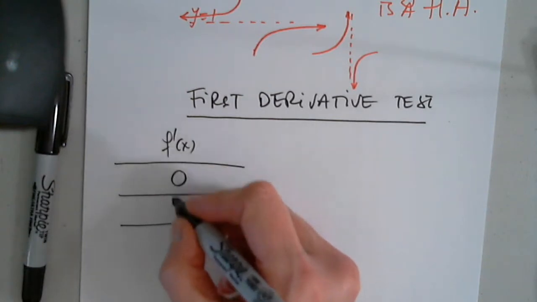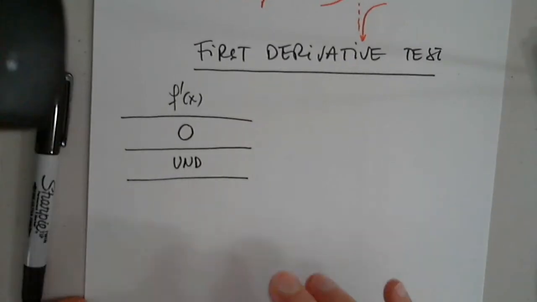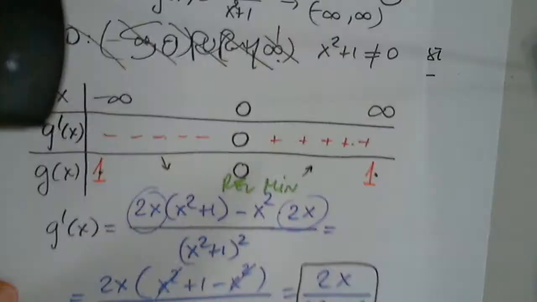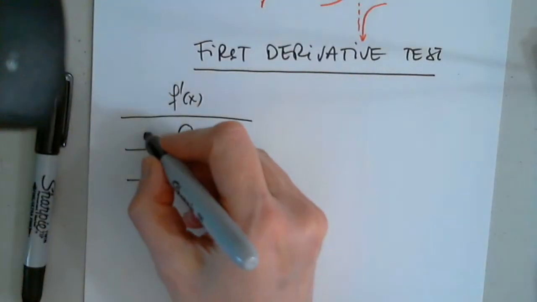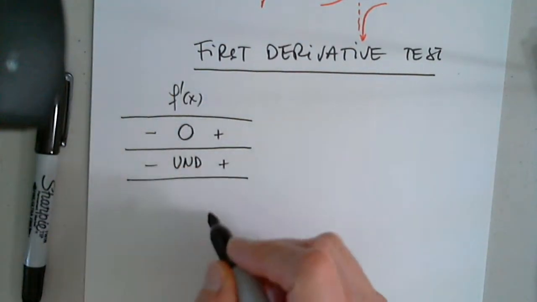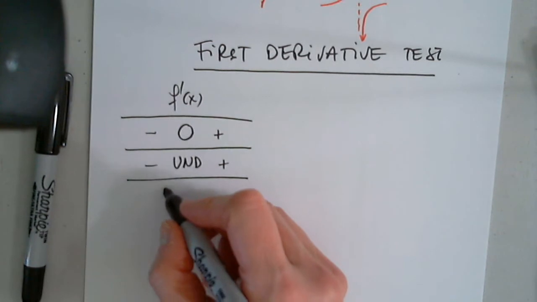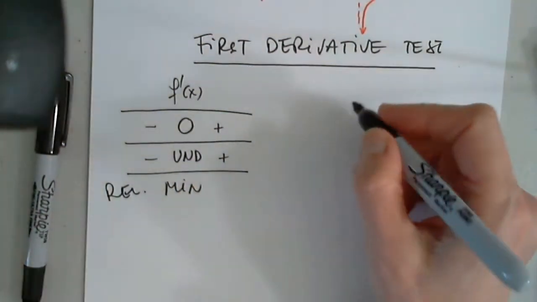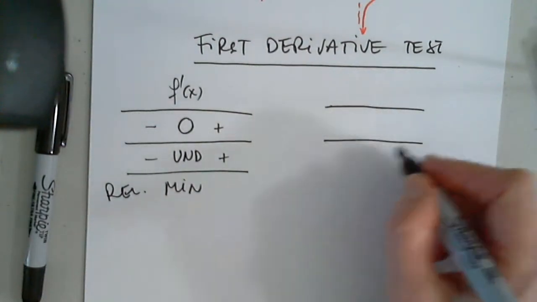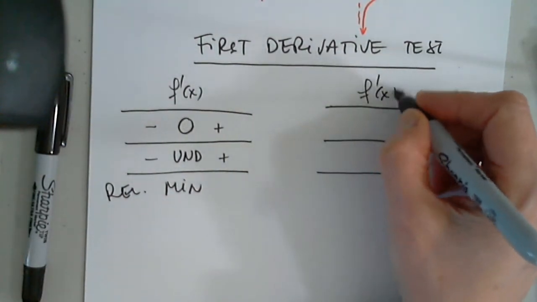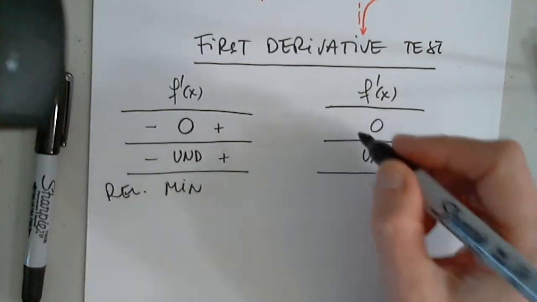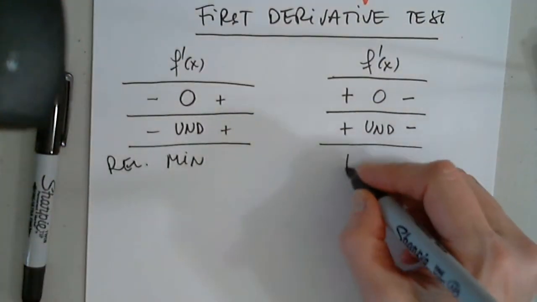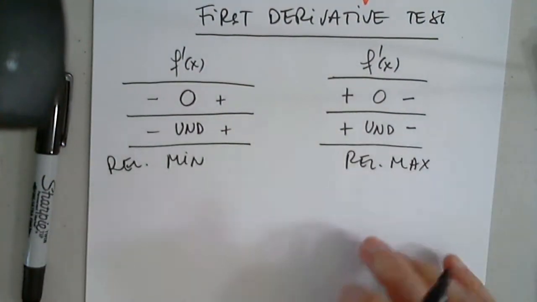If f prime is 0 or undefined, and the sign changes, like we just showed in all tables, we showed the sign of the derivative. If the sign changes from negative to positive, this gives a point of minimum, relative or local minimum. The second possibility is when f prime is 0 or undefined, but the sign changes from positive to negative. And this is typical for a relative max.